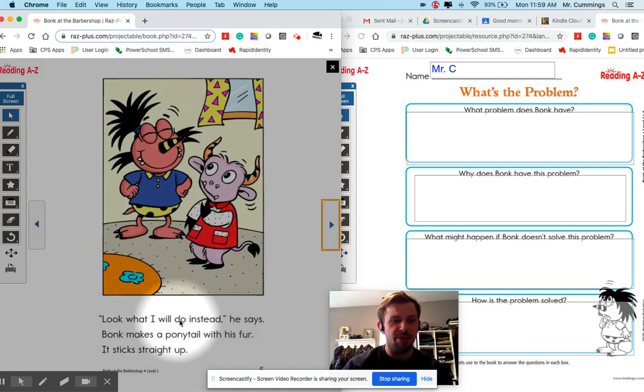Look what I will do instead, he says. Bonk makes a ponytail with his fur. It sticks straight up.